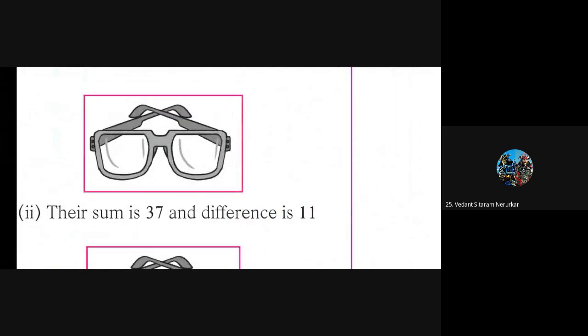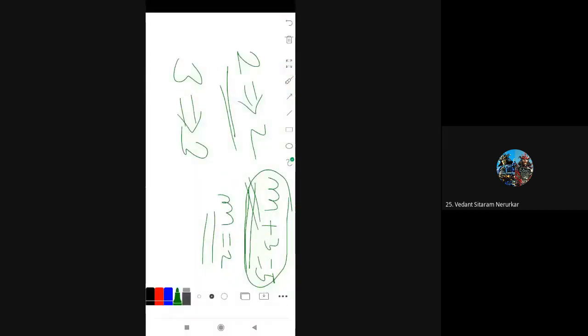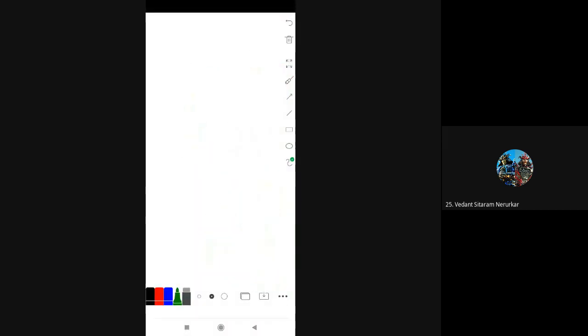So what do we have to do here? Let us suppose we have two numbers, and the sum is 37. So x plus y is equal to 37. That means the two numbers we have are x and y, and their sum is 37. Now the difference is 11. So what will we do? x minus y is equal to 11.